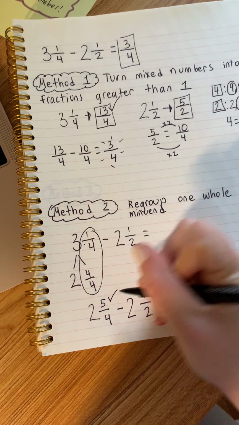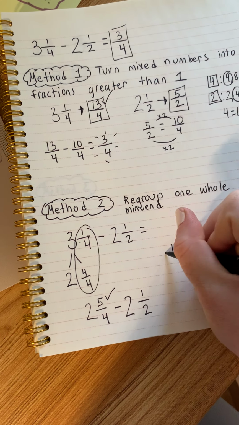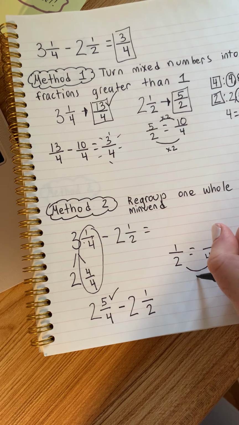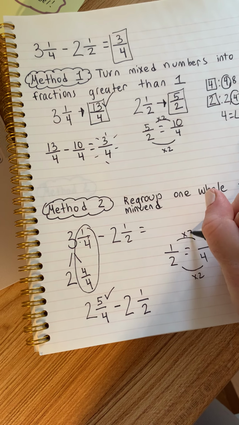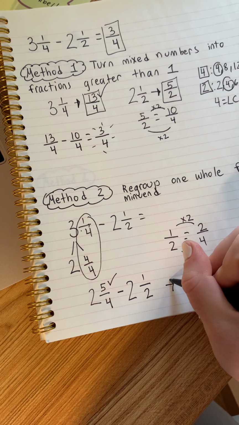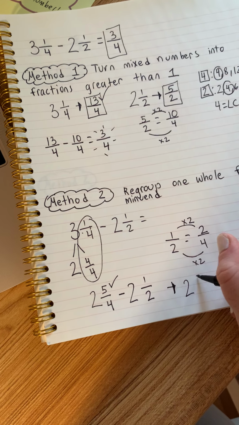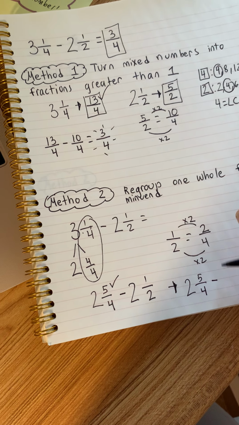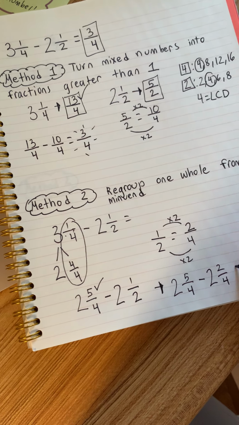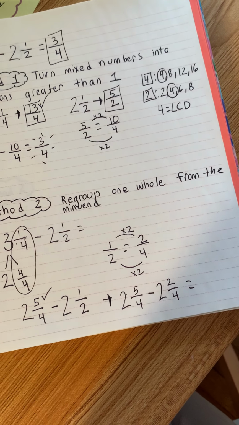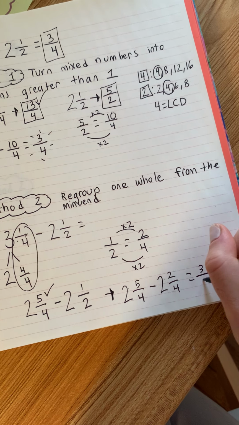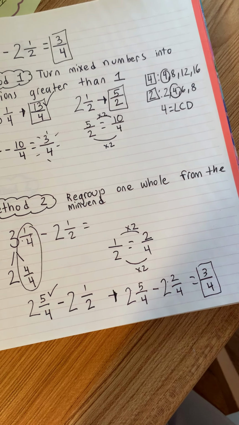This is already in fourths, so I don't need to touch it. 1/2, let's see how many fourths that's equivalent to. 2 times 2 is 4, so 1/2 is equivalent to 2/4. So I can rewrite this whole equation as 2 and 5/4 minus 2 and 2/4. 2 minus 2 is 0. 5/4 minus 2/4 is 3/4. And I get the same answer.